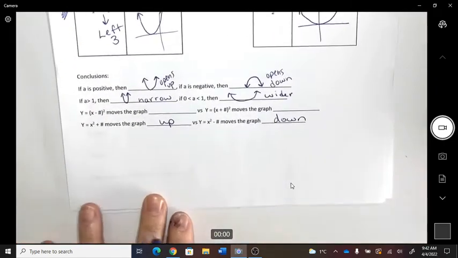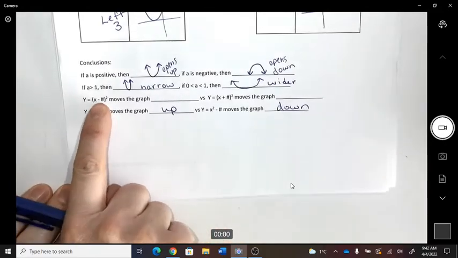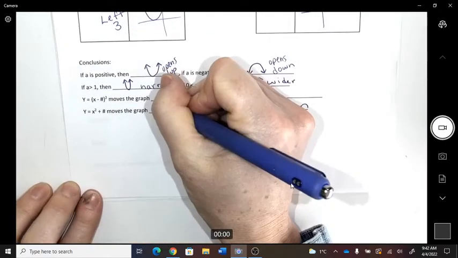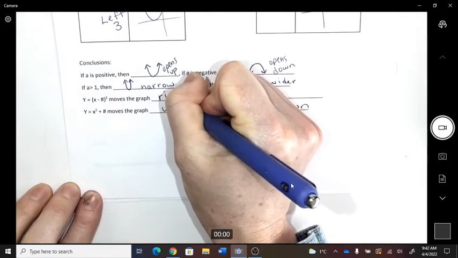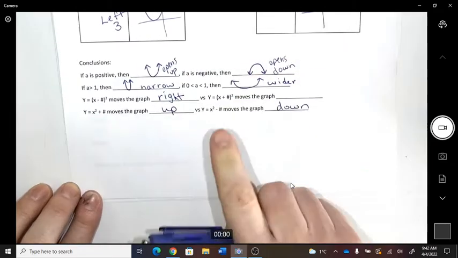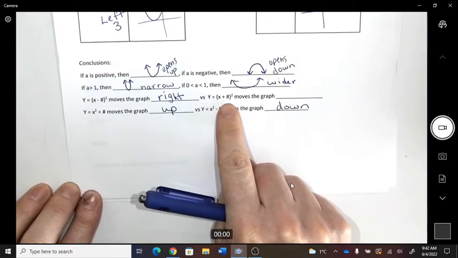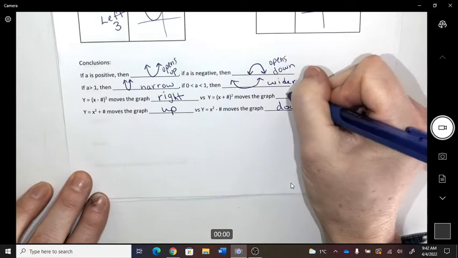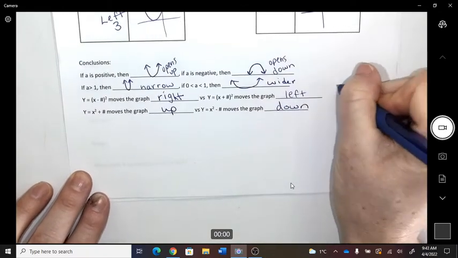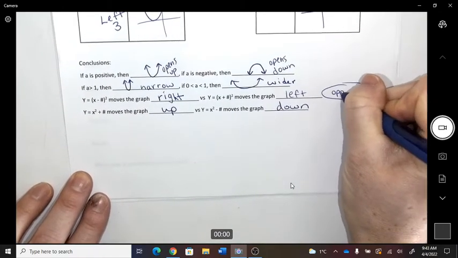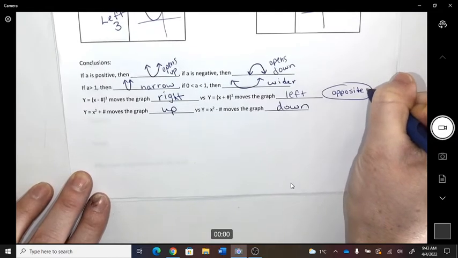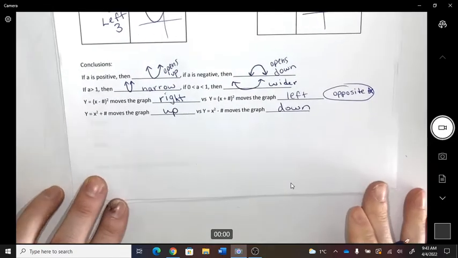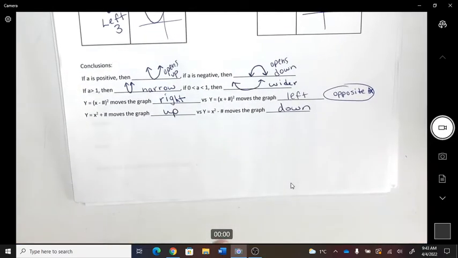Okay, so we'll fill in the last sentence here. If you have a subtract inside, it moves right. And if you have an add inside the bracket, it will move left. And then I'm just going to write a reminder for myself. Hey, take note. That's opposite of what my brain wants to think about, right?